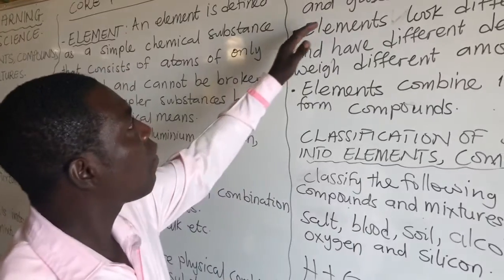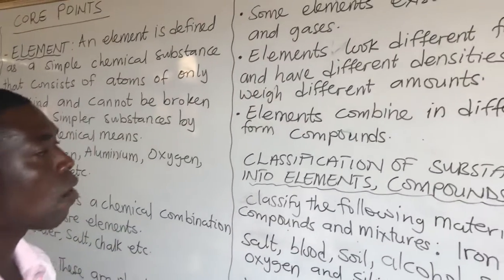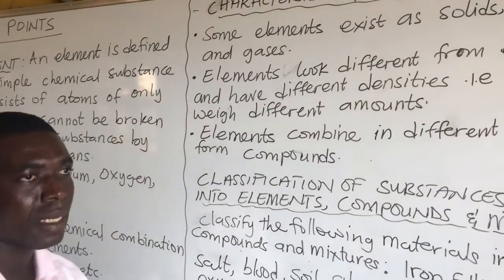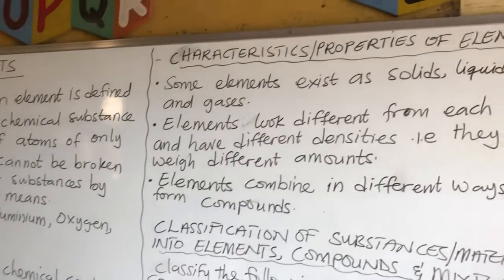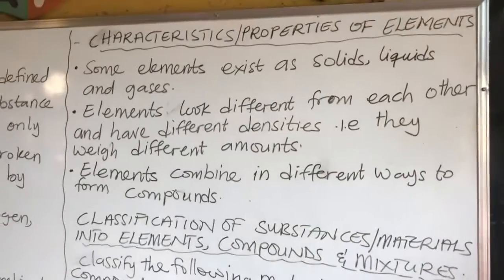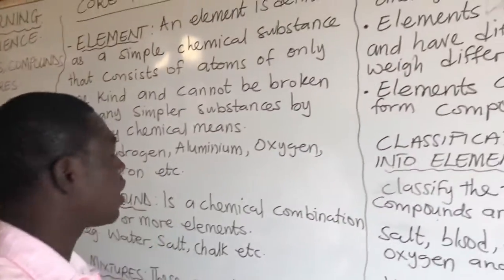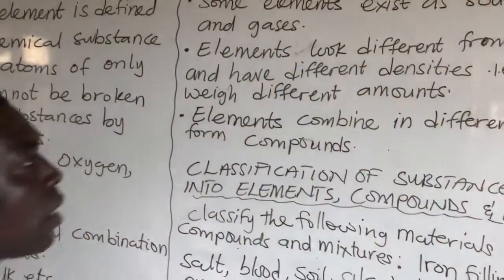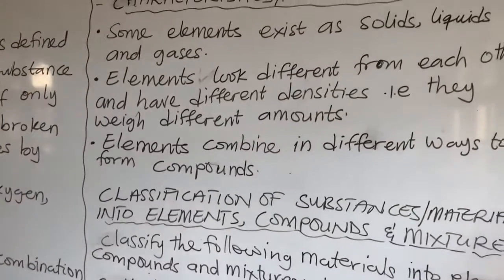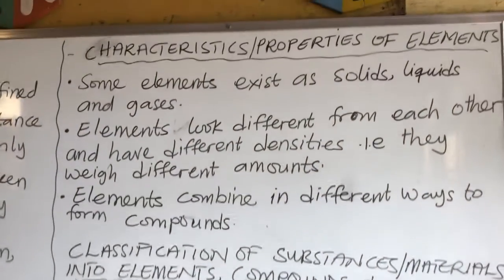We also have it in gaseous form, or exist in gases. That is, an element can be in a gaseous form, as in oxygen or hydrogen. These are characteristics of elements.